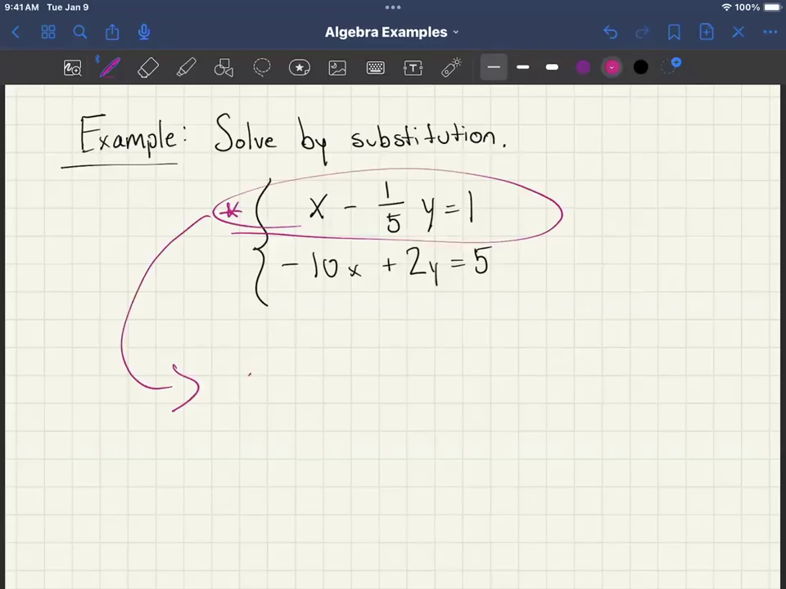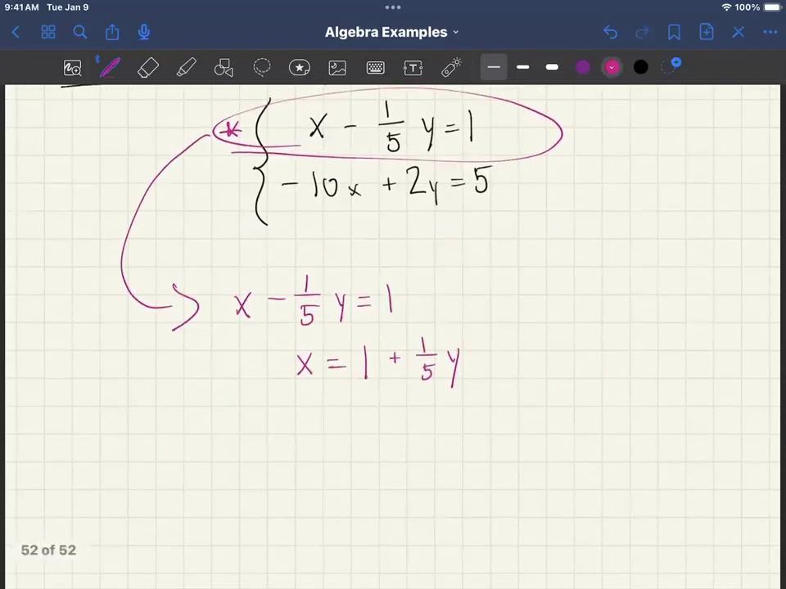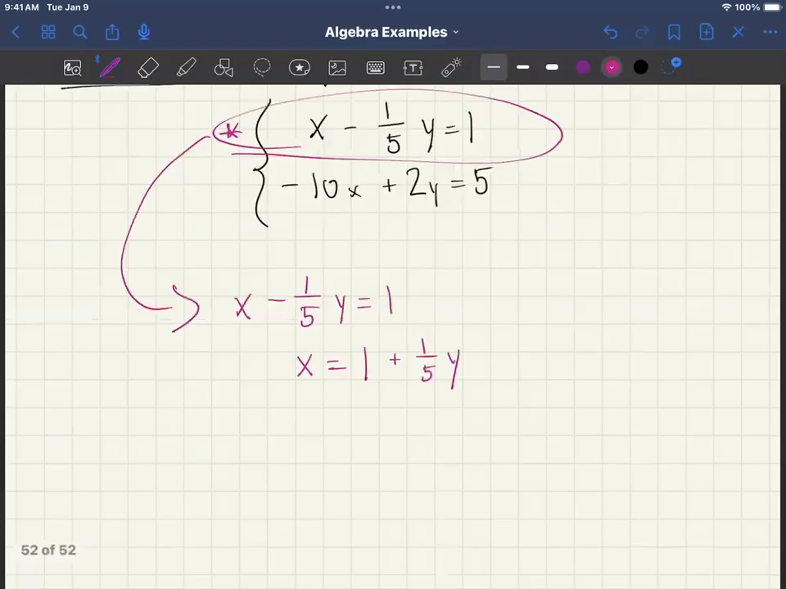We are going to solve that for, well, it's going to be easier to solve that for x than y. So let's just move that 1/5 y over to the other side by adding it to both sides. So we end up with x is equal to 1 plus 1/5 y. Once we have that information, we want to plug this into the second equation.